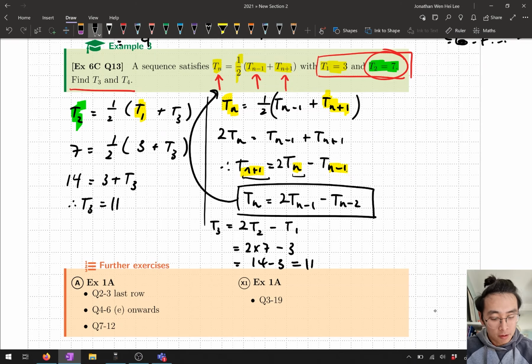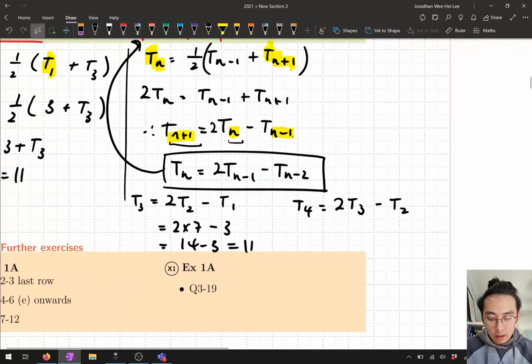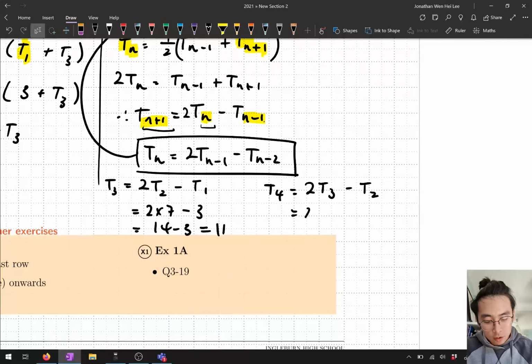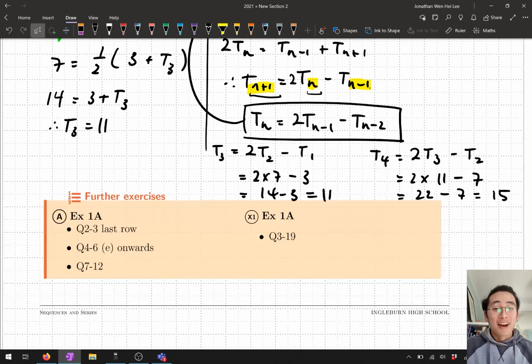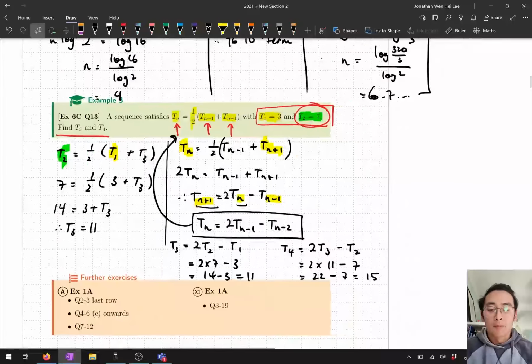So let's use this formula to find T4. So T4 would be equal to 2 times T3 minus T2. So T3 was equal to 11. So I've got 2 times 11 minus T2, which was 7. And so here this is 22 minus 7, which just gives me 15. Okay. So this is another way that we can actually work with our sequences. So we can re-index our sequences, and that helps us to figure out what a particular term is. Okay, so that's how we can work with sequences.